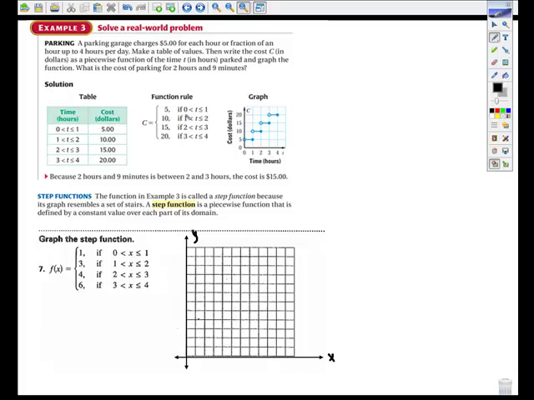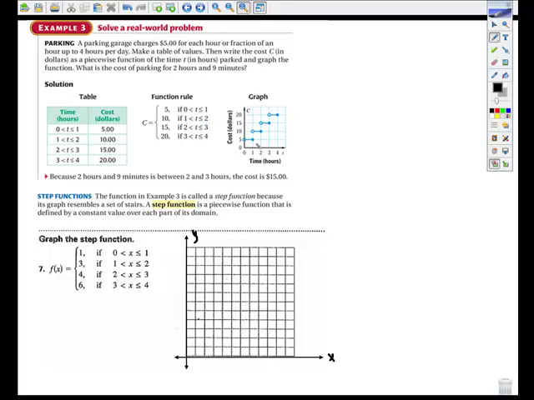So it's going to be $5 for 0 to an hour. And this is how we're showing it. $5 is 0. It doesn't include 0 because if you're there for 0 hours, obviously you're not going to be charged. But it's a horizontal line up to 1 hour. At 1 hour, you're charged $5. So then the next part, $10.